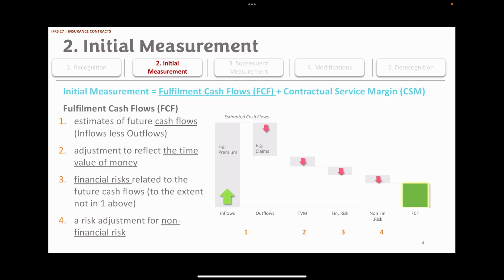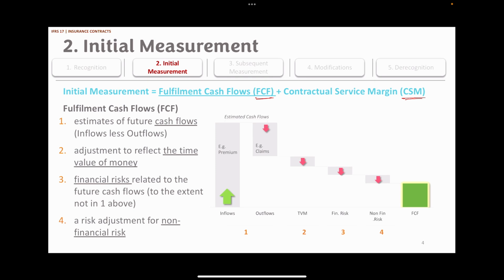We have now come to the core of IFRS 17. After an entity meets the criteria for recognition, the next step is initial measurement. What should be the value at which an insurance contract should be measured, either as an asset or a liability, on initial recognition? The formula for initial recognition is very simple. It is the sum of fulfillment cash flows plus contractual service margin. We'll take a moment to understand both these terms. These terms are very essential to understand IFRS 17.